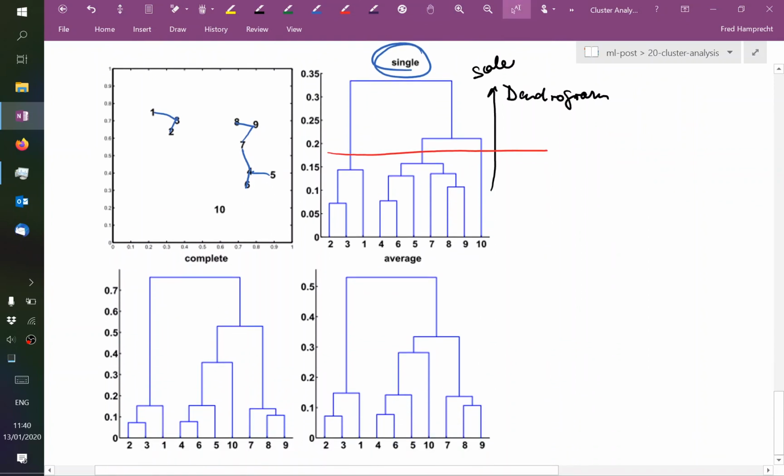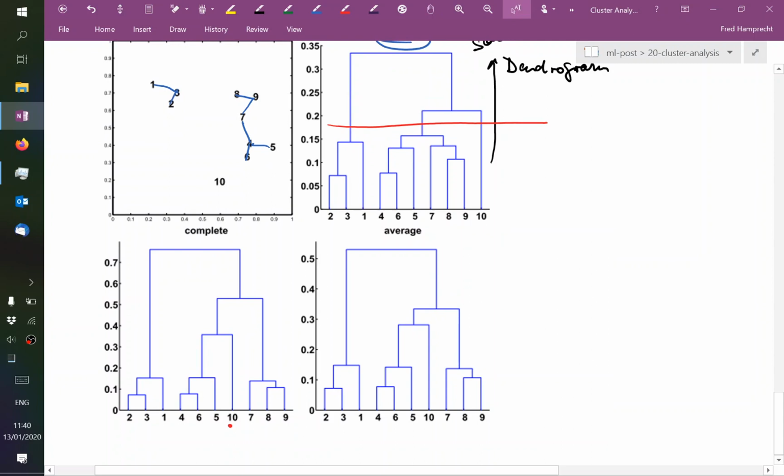Now, the problem is, in hierarchical clustering, we are open-minded about the scale, but you still have to choose a distance metric and you still have to choose a clustering criterion. So if, for example, we choose complete linkage clustering, then we see that here sample 10 was an outlier until very late, right? When I thresholded at this high level, sample 10 was still separate.